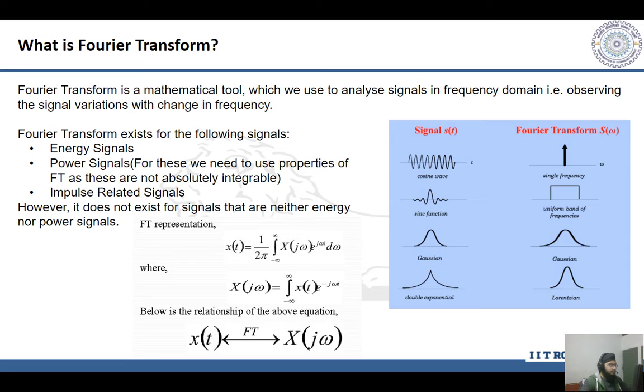Mathematically, Fourier transform representation is given below, where X of j omega is equal to the integral from minus infinity to infinity of x of t e to the power minus j omega t dt. This is the mathematical representation.